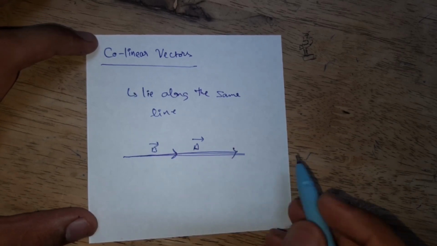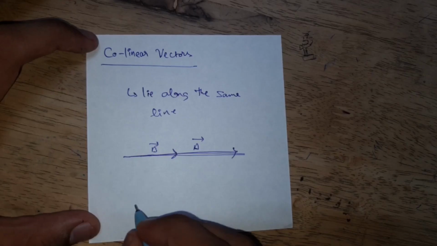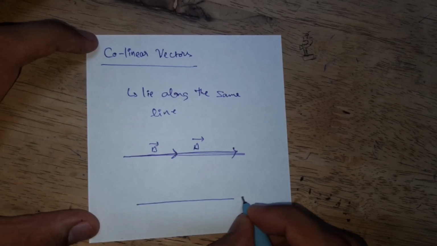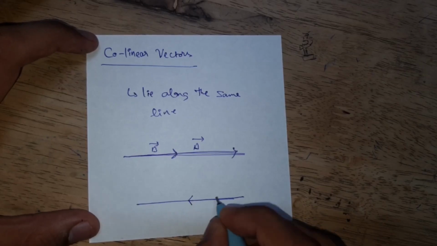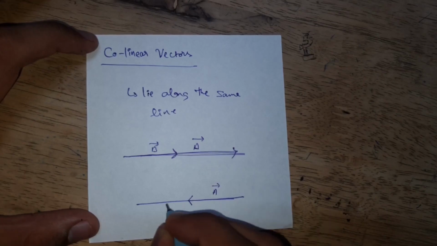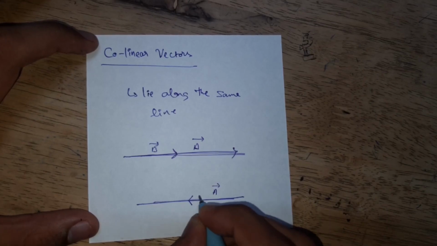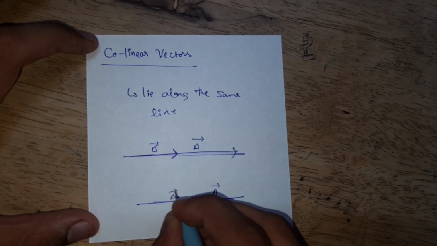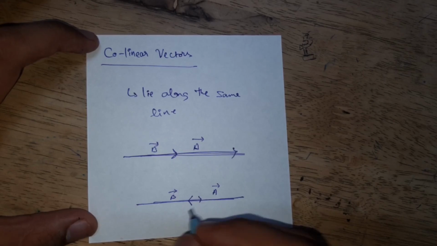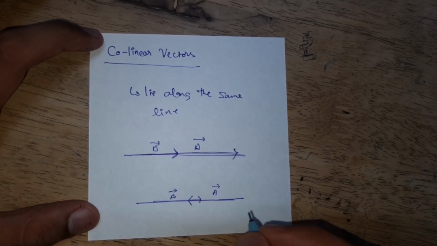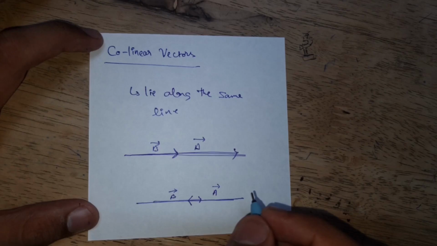Next, we take another example. On the same line, of course, there is this vector acting this way. Let's call it vector A. And there's this another vector acting this way. So let's call this vector B. Depending on the magnitude, the object will move or remain stationary. So let's see.